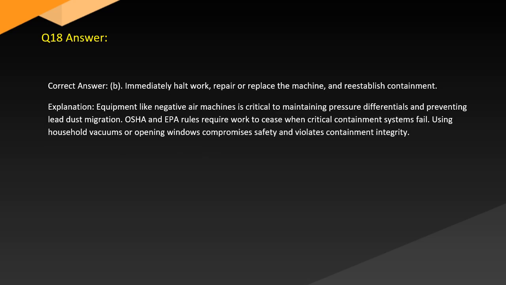Answer. Correct answer: B. Immediately halt work, repair or replace the machine and re-establish containment. Explanation. Equipment like negative air machines is critical to maintaining pressure differentials and preventing lead dust migration. OSHA and EPA rules require work to cease when critical containment systems fail. Using household vacuums or opening windows compromises safety and violates containment integrity.